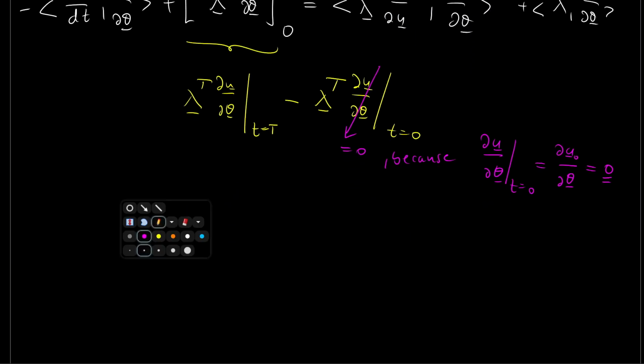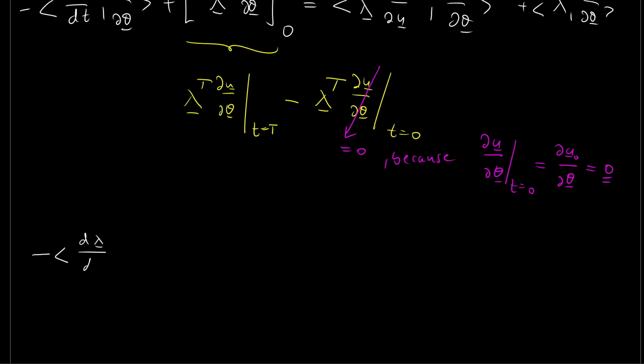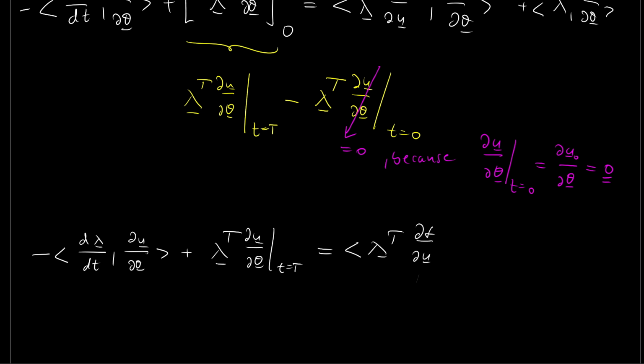Okay, let us write this down again. So we will again have the inner product of the time derivative of the adjoint variable with the Jacobian of u with respect to theta, and then plus, and now we only have the one evaluation left, lambda transpose times du by d theta evaluated at capital T, is equal to the inner product of lambda transpose times the Jacobian of f with respect to u, so the right-hand side with respect to the primal u, in the inner product with the Jacobian of u with respect to theta, the Jacobian we do not want, plus the inner product of lambda with f with respect to theta.